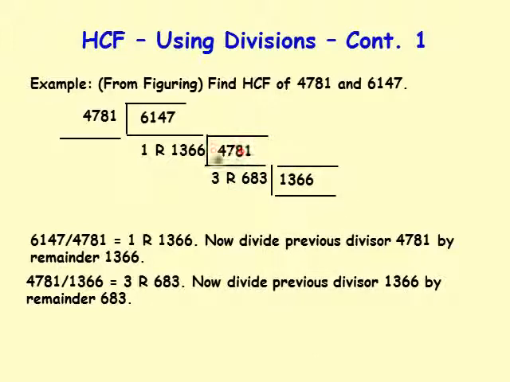So this is the setup. The remainder 683 from dividing 4781 by 1366 is my next divisor, and the divisor 1366 is my next dividend. Let us continue. If I divide 1366 by 683, I get 2 remainder 0. So the remainder is 0, and the last divisor is my HCF. HCF is 683. Remainder is 0, and the last divisor is the HCF.